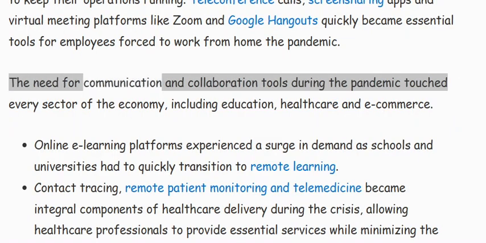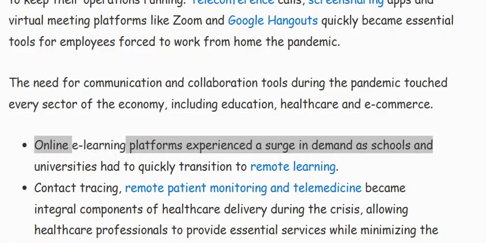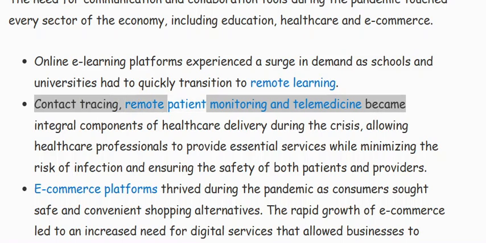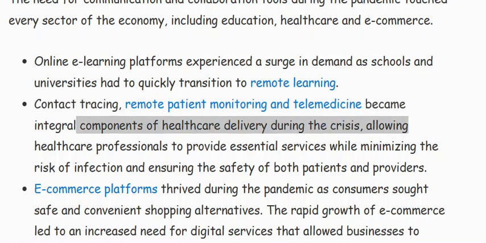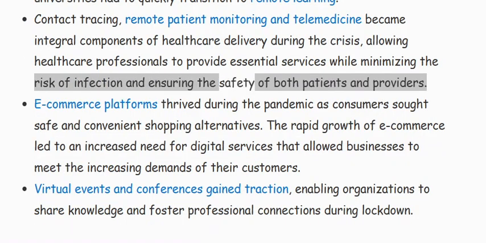The need for communication and collaboration tools during the pandemic touched every sector of the economy, including education, healthcare, and e-commerce. Online e-learning platforms experienced a surge in demand as schools and universities had to quickly transition to remote learning. Contact tracing, remote patient monitoring, and telemedicine became integral components of healthcare delivery during the crisis, allowing healthcare professionals to provide essential services while minimizing the risk of infection and ensuring the safety of both patients and providers.